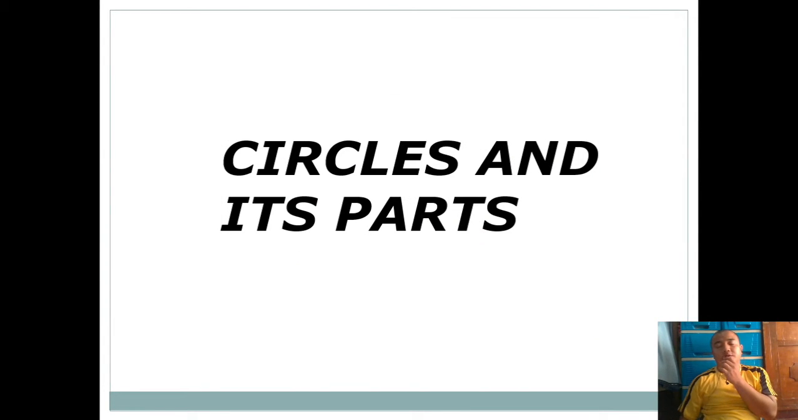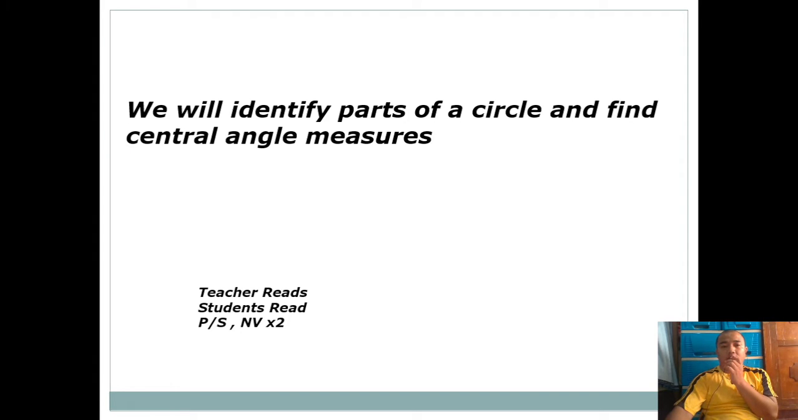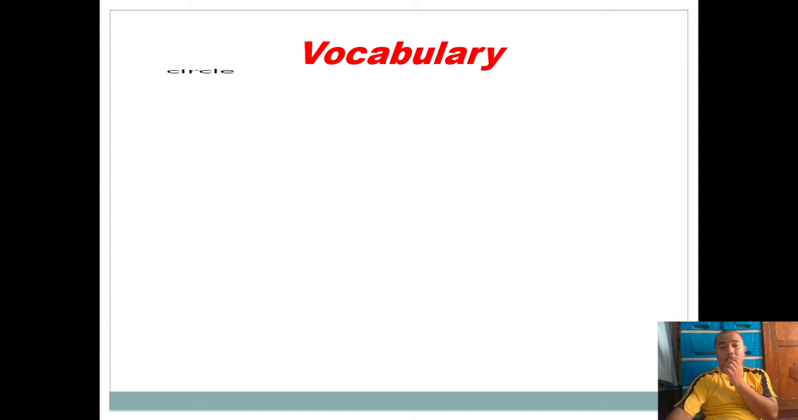Hello grade 9 SMC students, we are now on the third quarter of our subject Analytic Geometry. In this chapter, we will learn all about circles, and for week 1, we'll try to recall the different parts of circles and their definitions, of course. We will also learn how to find the area and circumference of circles. So we will identify parts of a circle and also find the central angle measures.